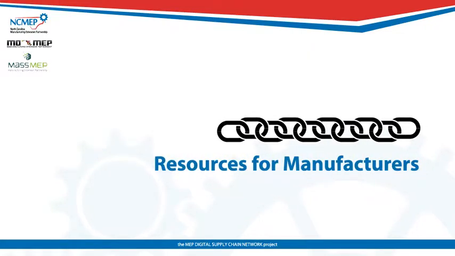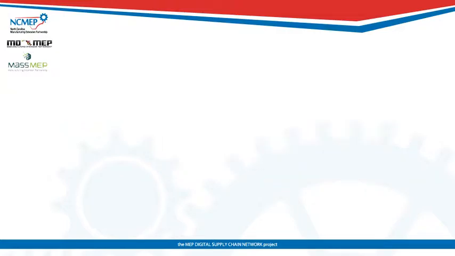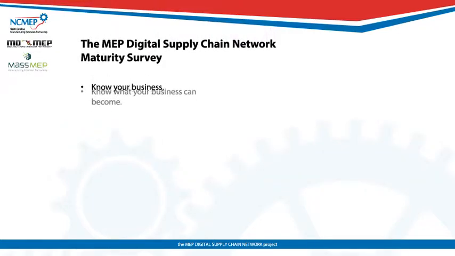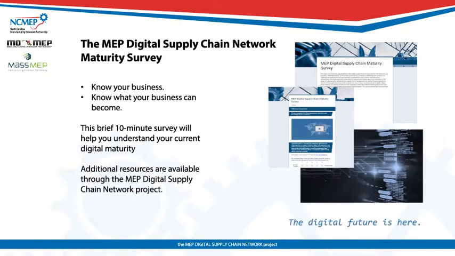There are great resources available for manufacturers as they pursue a digital future. One key resource I'd like to introduce you to today is the MEP Digital Supply Chain Network Maturity Survey. Just as information is the currency of the digital supply chain, so too is your knowledge of your manufacturing operation, what it is today and what it can become. By completing a brief 10-minute survey to understand where you are today, you'll also learn about additional resources available through the MEP Digital Supply Chain Network project.